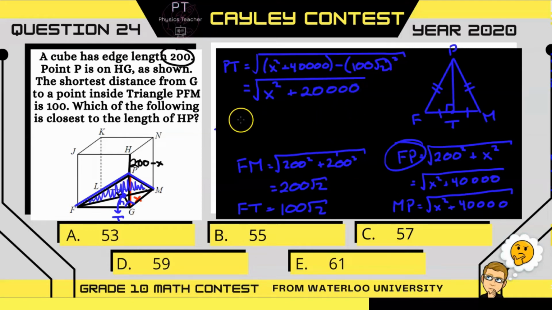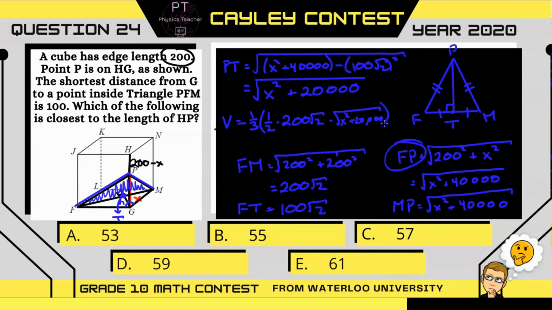So now I can calculate the volume of this tetrahedron if FMP is our base. So it's going to be 1/3 times the area of the base, where the area of the base is this triangle here. This is our base, PFM. So the area of that would be 1/2 the base, which is FM, which we know is 200 root 2, times the height of that triangle, which is PT, which we just solved for right here, the square root of x squared plus 20,000.